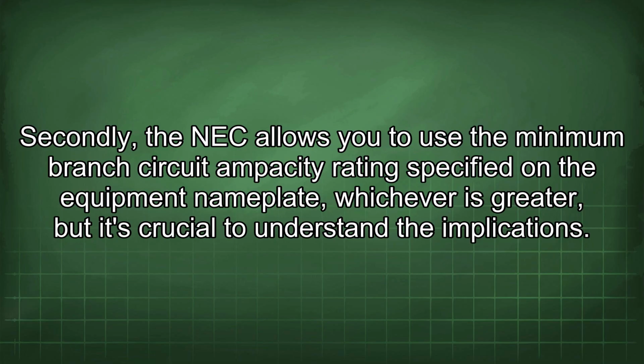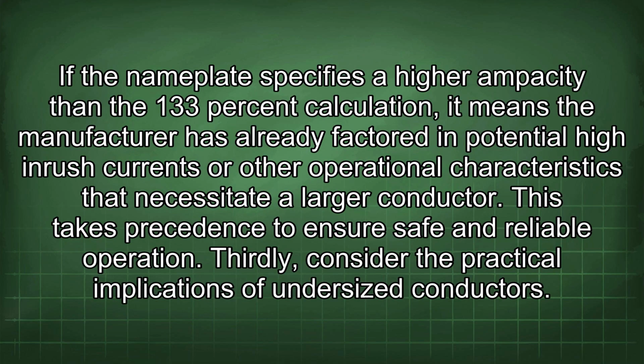Secondly, the NEC allows you to use the minimum branch circuit ampacity rating specified on the equipment nameplate, whichever is greater, but it's crucial to understand the implications. If the nameplate specifies a higher ampacity than the 133% calculation, it means the manufacturer has already factored in potential high inrush currents or other operational characteristics that necessitate a larger conductor. This takes precedence to ensure safe and reliable operation.